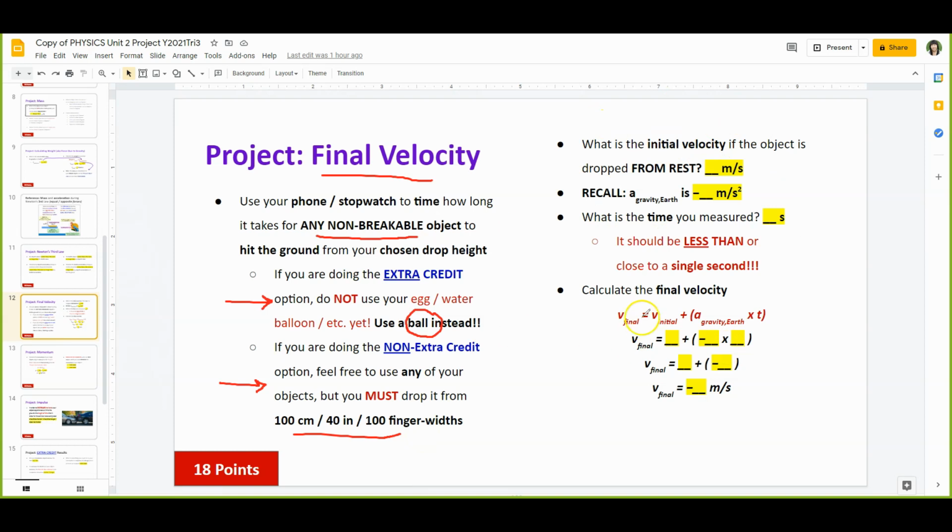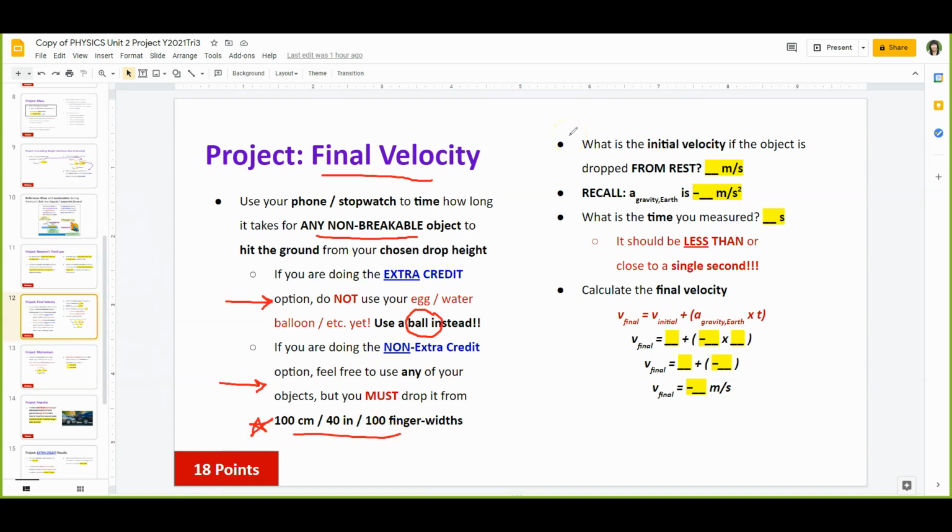Okay, so what you're going to do is use your phone stopwatch or a real stopwatch to time how long it takes for a non-breakable object to hit the ground from your chosen drop height. For the extra credit version, drop it from where you plan on dropping your egg or water balloon or whatever you're breaking or trying not to break. If you're doing the non-extra credit version, drop it from the starting height that was provided for you.